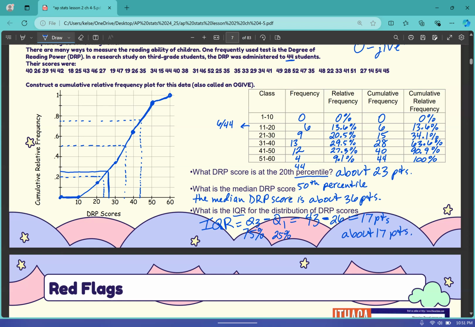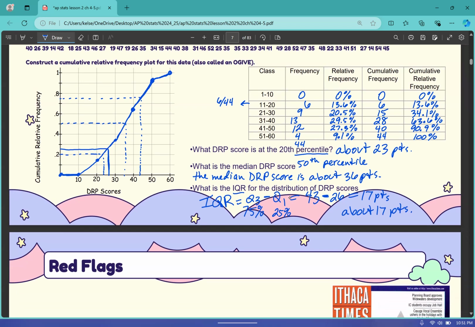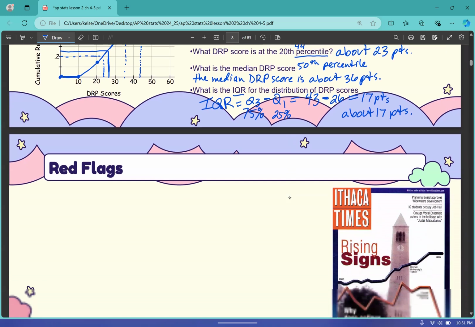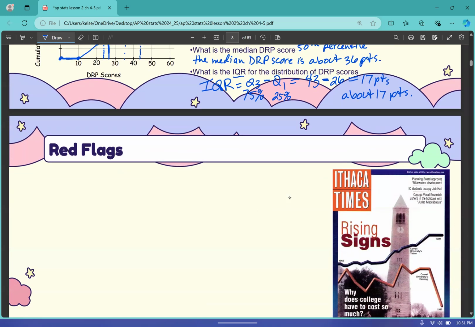So that's pretty much all we need for ogives. You won't always see them, but they are a good give-me problem if you do see them. So, red flags, things to watch out for.